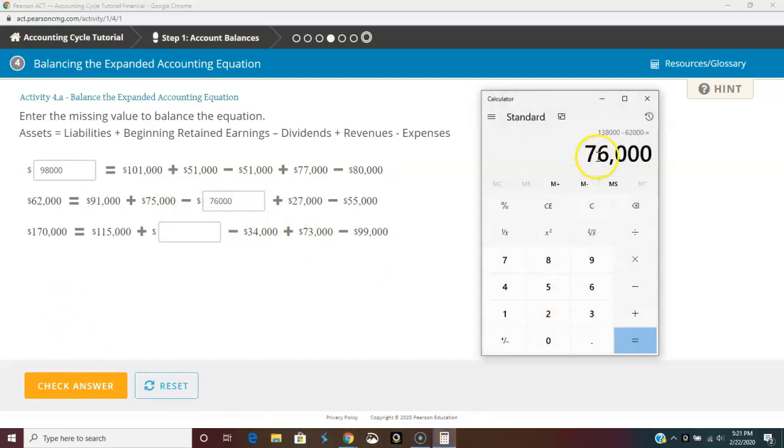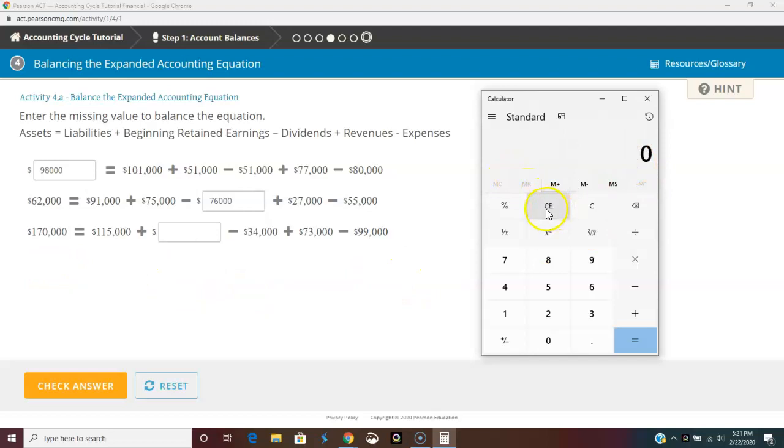Let's try it. Clear. How to check it? 91,000, not 910. 91 plus 75 minus 76 plus 27 minus 55 equals 62. So you can see I'm not afraid of making a mistake with y'all.